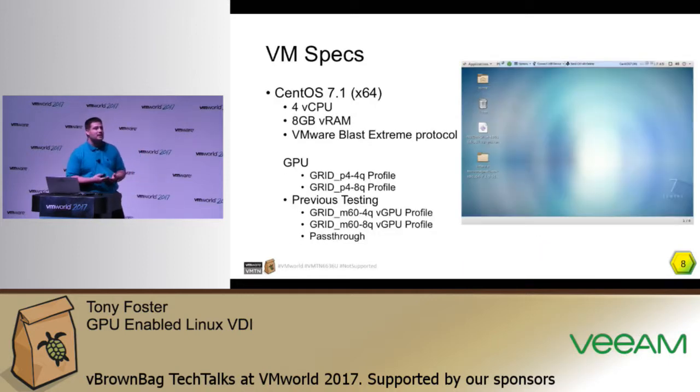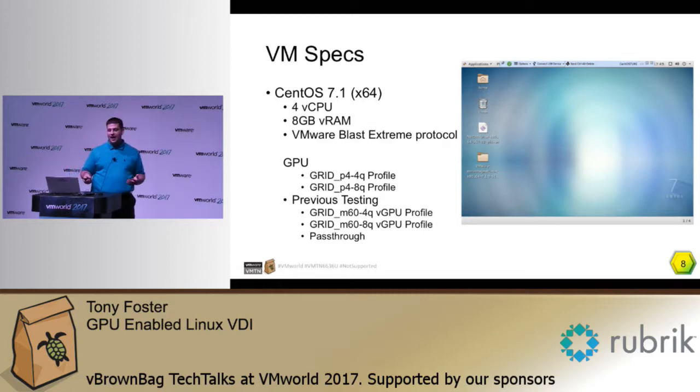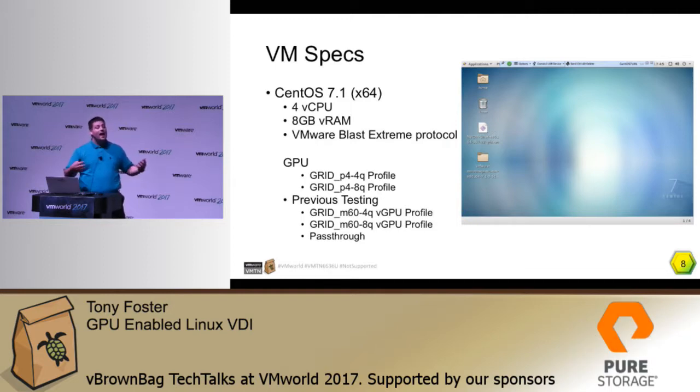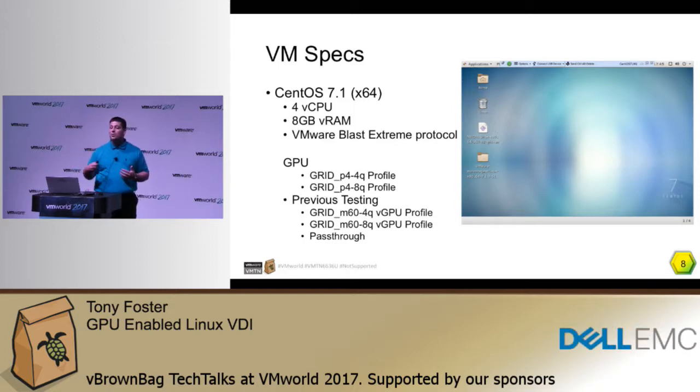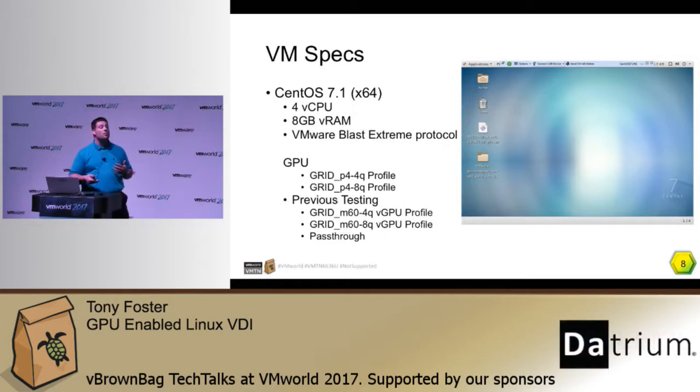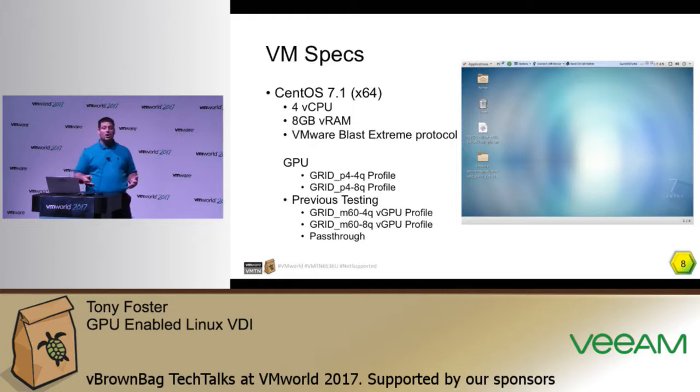My virtual machine specs that I was running in this environment, and you can scale these up. I've done testing around other specs as well. But I was running 4 vCPUs with 8 gigs of RAM, and this uses the VMware Blast Extreme protocol. So Linux desktops with vGPU only support the VMware Blast Extreme protocol. In this session, we're going to be talking about the P4 4Q profiles and the P4 8Q profiles. And those have to do with how you slice the video card up. And we'll get into that here in a little bit.